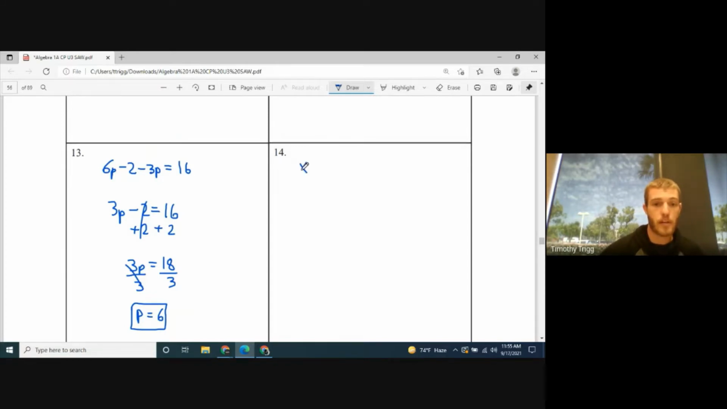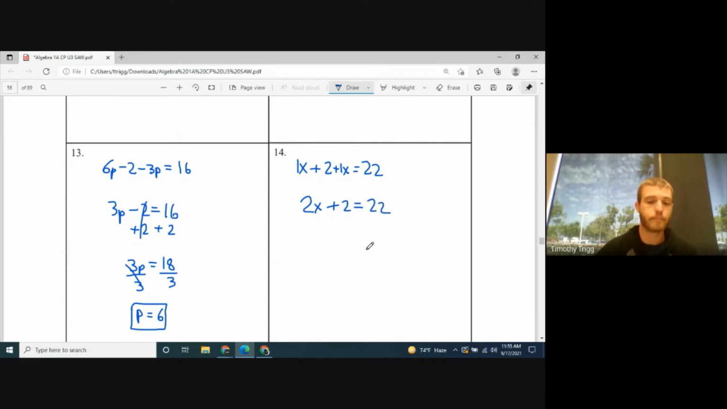Let's do number 14 together. X plus 2 plus x equals 22. Now, hopefully you can see on the left side, we can combine this x plus another x. You could think of these as 1x. I don't know if that helps thinking about it, but if I've got 1x plus another 1x, that's 2x. You don't have to put the ones there. X plus x should give you 2x. We still have a plus 2 over here, equals 22 on the right.